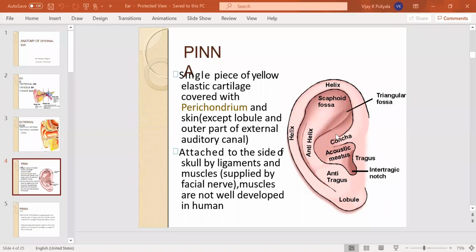This concha is guarded in front by a triangular flap of cartilage called the tragus. Opposite to the tragus, there is another cartilage flap called the antitragus. The tragus and antitragus are separated by the intertragic notch.